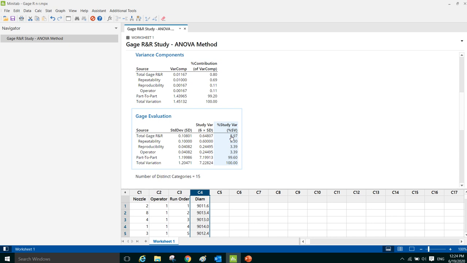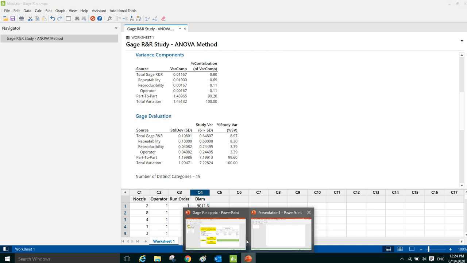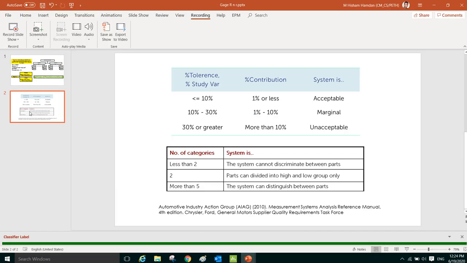So how can we conclude from these two figures whether it is acceptable or not? Okay, so I will go back to the PowerPoint. Based on AIAG, the Automotive Industry Action Group, 2010, 4th edition, the percentage tolerance or percentage of study variance should be less than 30%. In our case right now we have even less than 10%, which means acceptable. And the percentage of contribution should be less than 10%. In our case, we have definitely less than 1%.